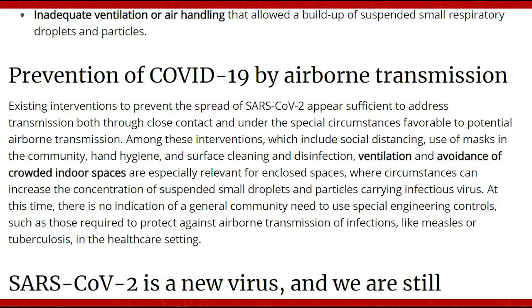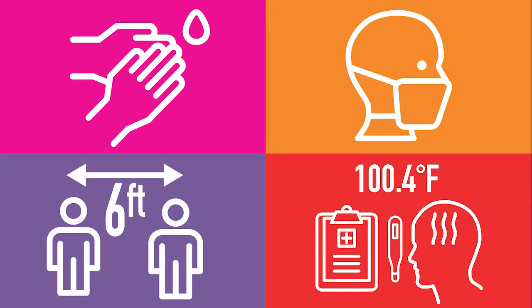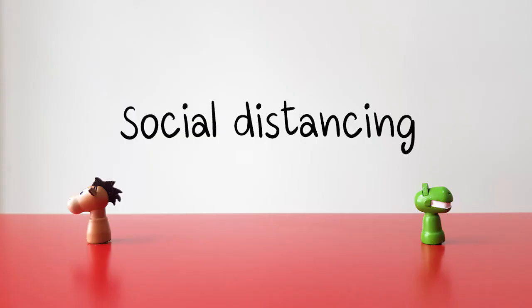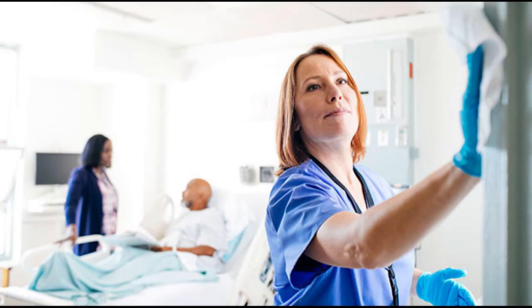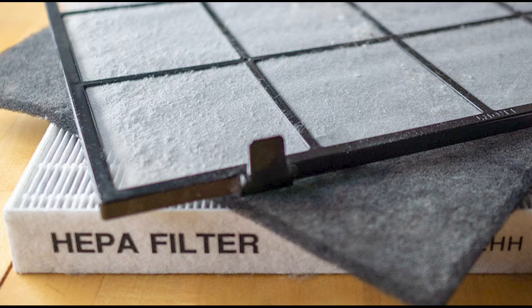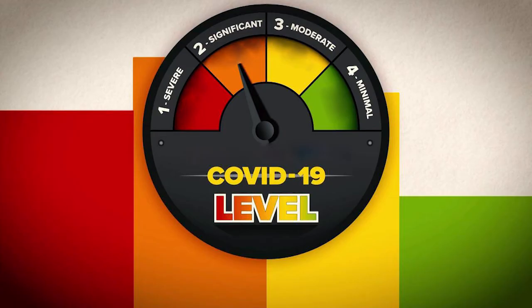Existing interventions to prevent the spread of COVID appear sufficient to address transmission both through close contact and under the special circumstances favorable to potential airborne transmission. Among these interventions include social distancing, the use of masks, hand hygiene, and surface cleaning and disinfection. Ventilation and avoidance of crowded indoor spaces are especially relevant for enclosed spaces where circumstances can increase the concentration of suspended small droplets and particles carrying infectious virus.